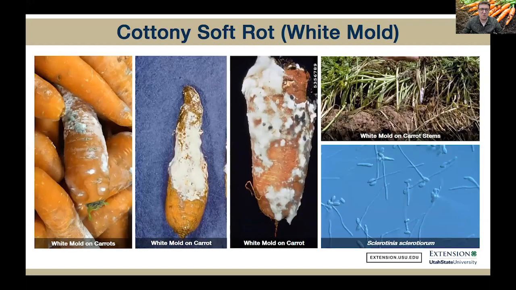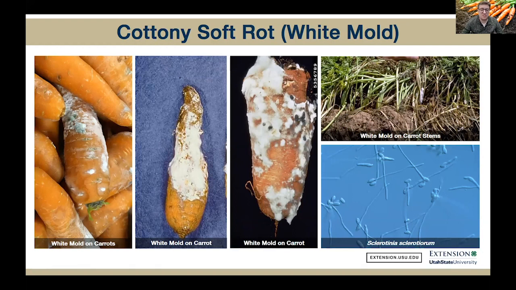So first up, we have Cottony soft rot. This is a white mold caused by the fungus Sclerotinia sclerotiorum. I don't know how good my Latin pronunciation was there, but it's a white mold that affects a wide host range of plants. So this can include a lot of succulent plants, ornamental plants, and several of our vegetable crops. And then for our root crops specifically, carrots are what get hit the hardest.